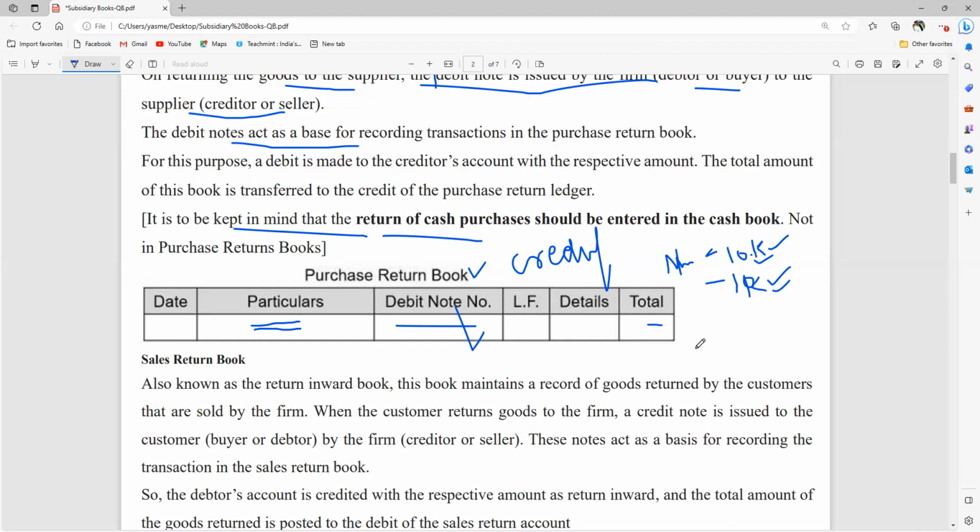Suppose I purchase goods from Ram for 15,000 rupees in cash. In the case of cash, we are not recording this transaction in the purchase book. This transaction should be recorded in the cash book. And if I return those goods to Ram, worth rupees 5,000 assume, since it is a cash transaction, this should again be recorded in the cash book, not in the purchase return book.